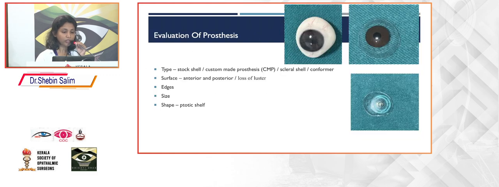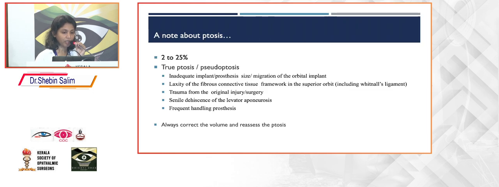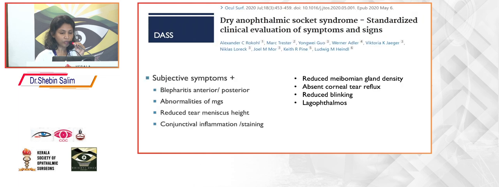Now the evaluation of the prosthesis, Ms. Celia will be detailing later, but briefly we should look at the type of prosthesis, surface, edges, size, and shape. Now finally, the ptosis could be a true ptosis or a pseudoptosis. True ptosis could be because of laxity of the fibrous connective tissue, prior trauma, senile dehiscence, or because of frequent handling. So first always correct the volume and reassess the ptosis.